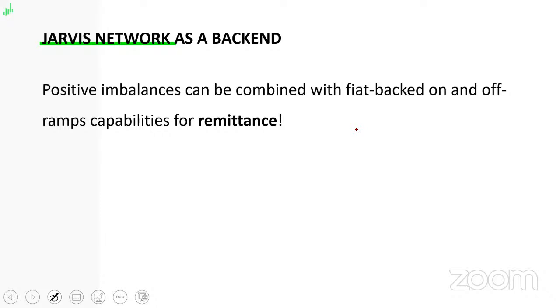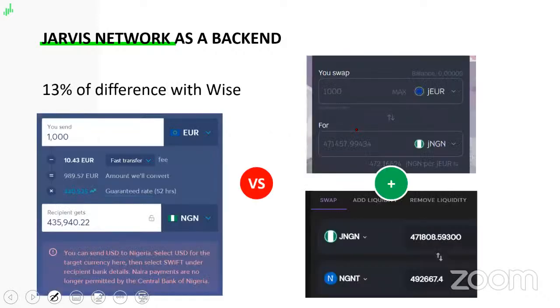So if we combine a positive imbalance with a fiat-backed stablecoin with on and off ramp capabilities, we can get very interesting things. So this is WISE, which is considered the cheapest way to send money abroad. I have made this quick simulation. The only thing I have to be honest about is that I used fast transfer. Fast transfer has a 10 euro fee. I should have actually used slow transfer with a 5 euro fee, but you will see it doesn't change anything.